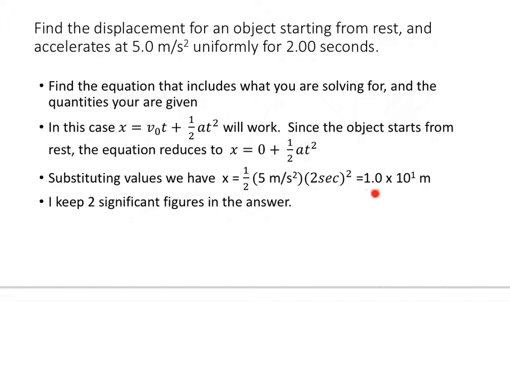I'm writing it as 1.0 times 10 to the 1 meters, because I need to keep 2 significant figures in the answer, because right here, this is the smallest number of significant figures, which is 2. So that's how we need to write that. Also, notice, very important, that when you square 2 seconds, you're going to get 4 seconds squared. And then the second squared and the second squared in the denominator of the acceleration are going to cancel. So you'll be left with units of meters.